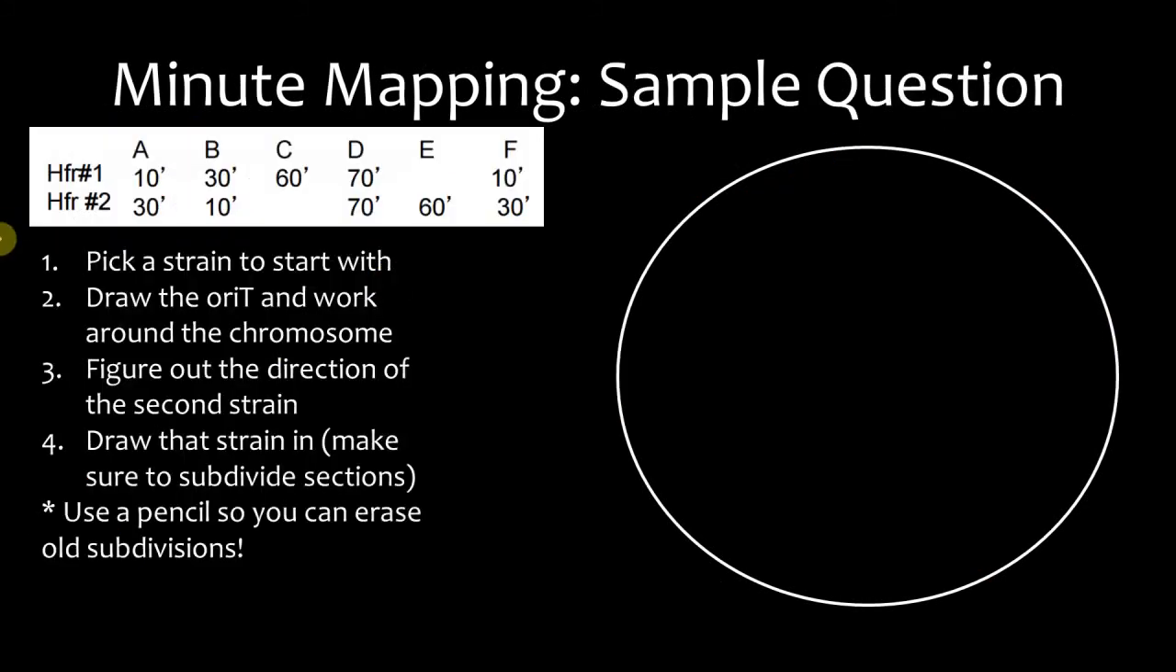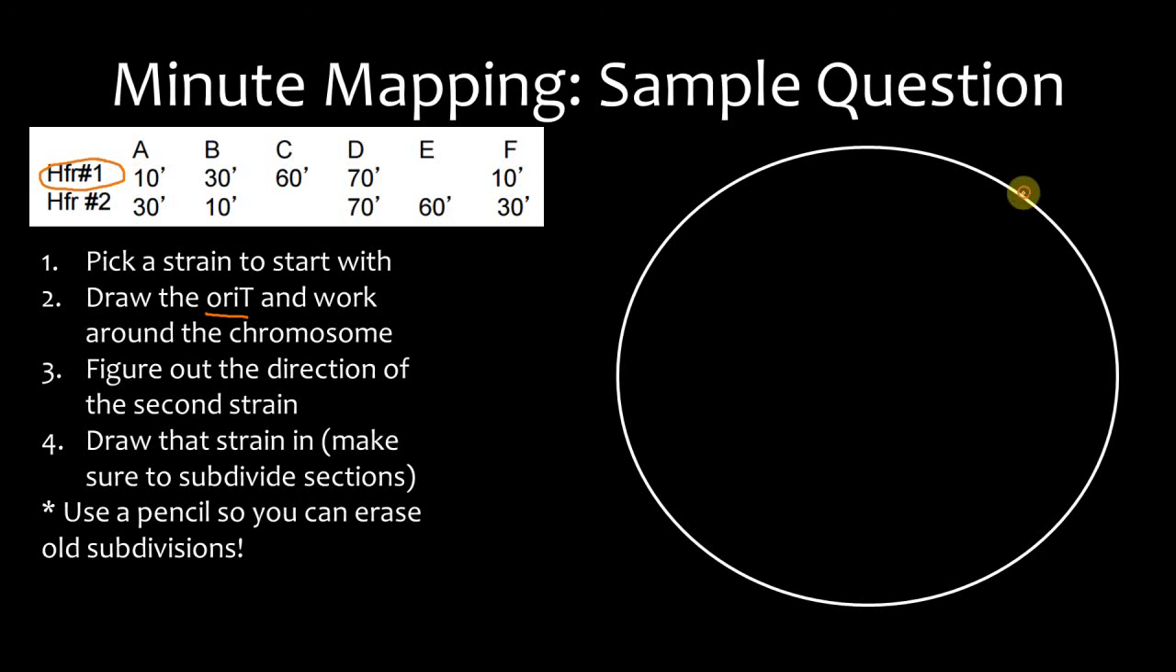So let's do a sample question with minimapping. Sometimes you're actually not given just one, you're given multiple Hfr strains and you're asked to map multiple different genes, and you're asked to draw one whole chromosome. Okay, so how do you do this? Well, you're going to pick a strain to start with. So I'm just going to start with Hfr1 because it's the first thing, and the second thing I'm going to do is draw the ORIT and work around the chromosome.